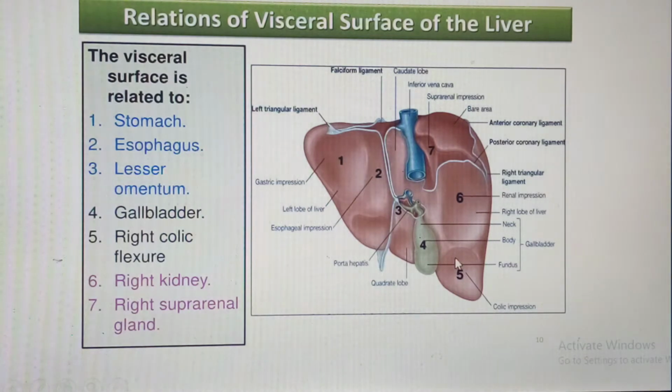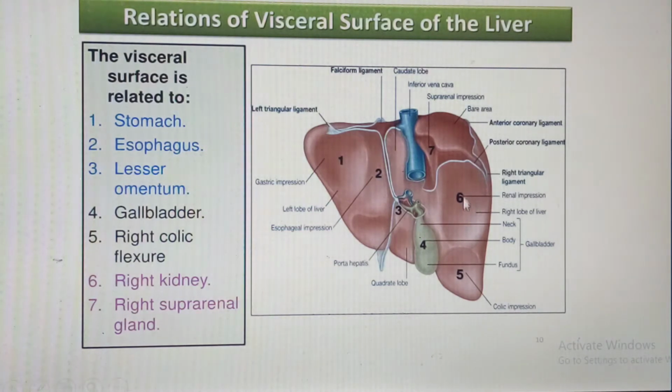Then we said that at the right, lower aspect, we are going to have an impression for what we call the transverse colon, where the ascending colon turns and becomes the transverse colon. Over there we are going to have what we call the colic impression, because we said that this flexure is known as the right colic flexure, which is also called the hepatic flexure because of its relation with the liver. Then just above it we are going to have that impression for the right kidney.